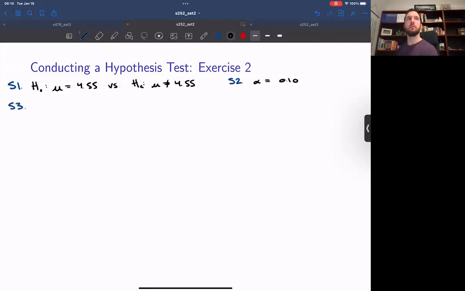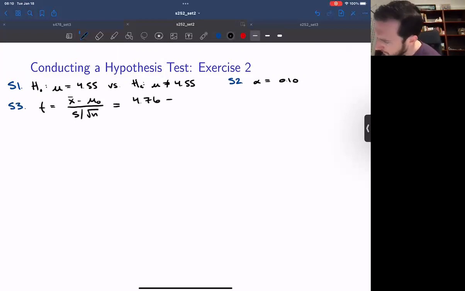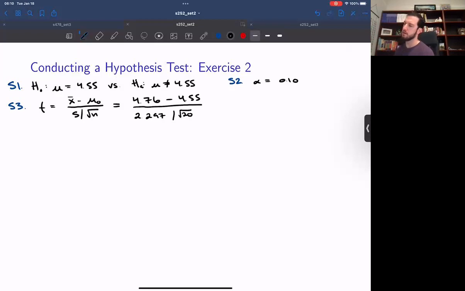Okay, on step 3, we're going to compute our test statistic. Again, since we do not have the population standard deviation, this is going to be a t value. So we have t is equal to x bar minus mu 0 divided by s over the square root of n. So that's going to be 4.76 minus 4.55 divided by 2.297 over the square root of 20. And this is going to give us 0.409.